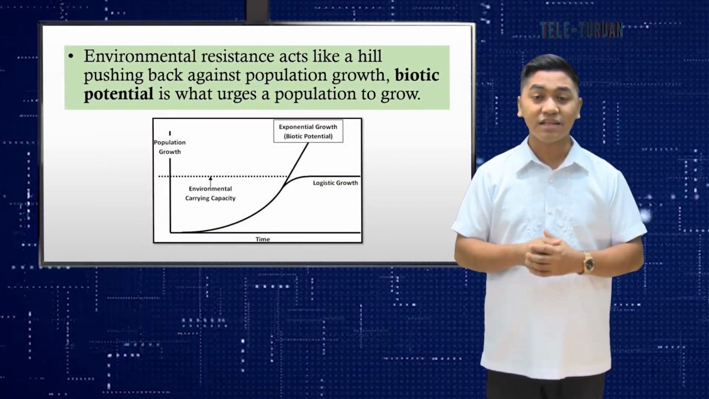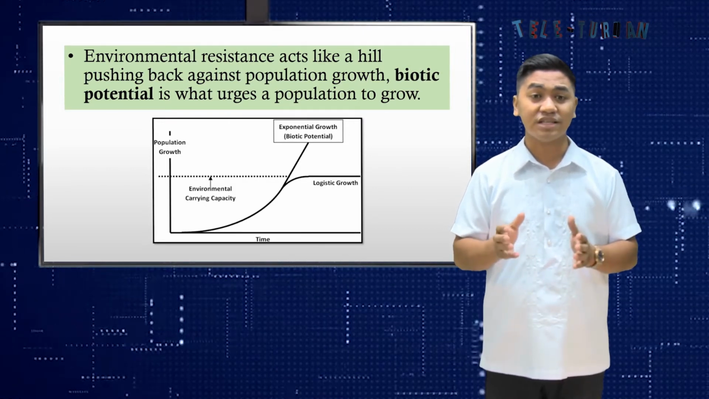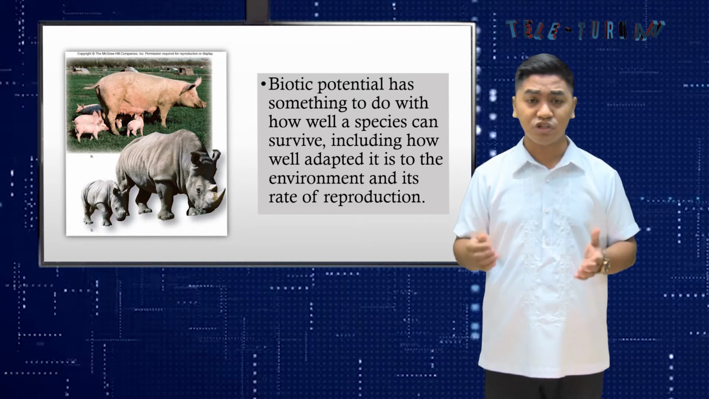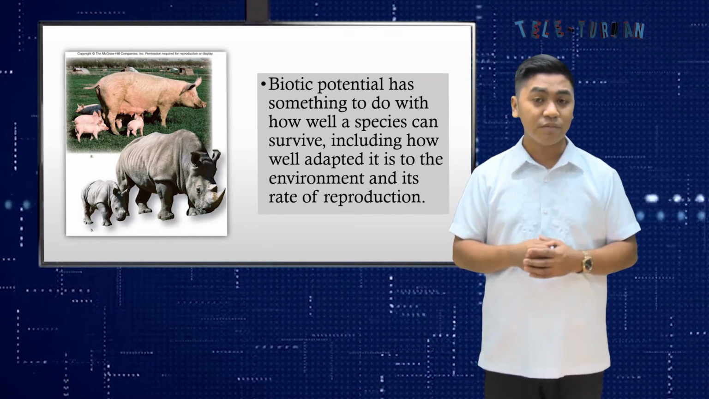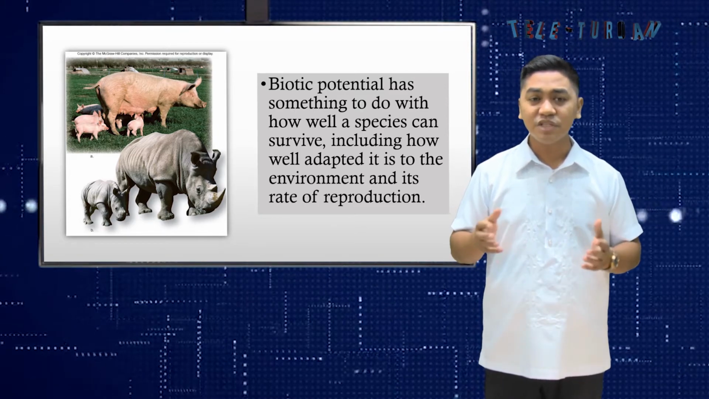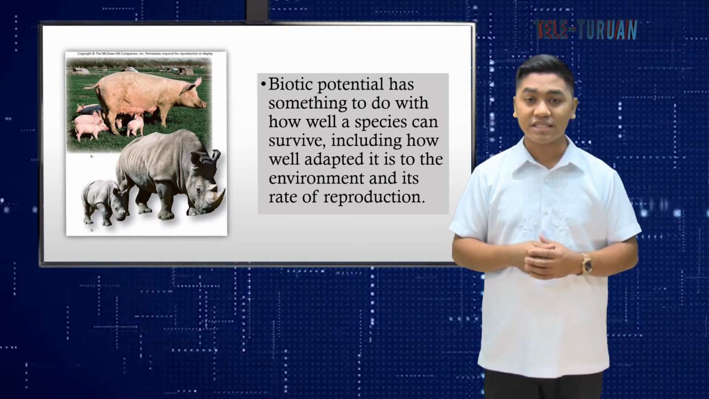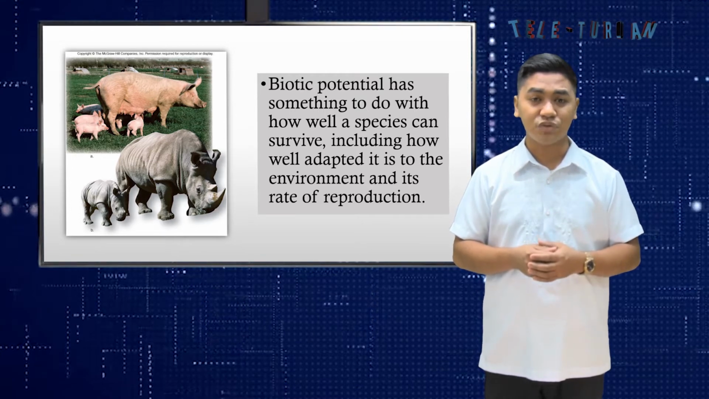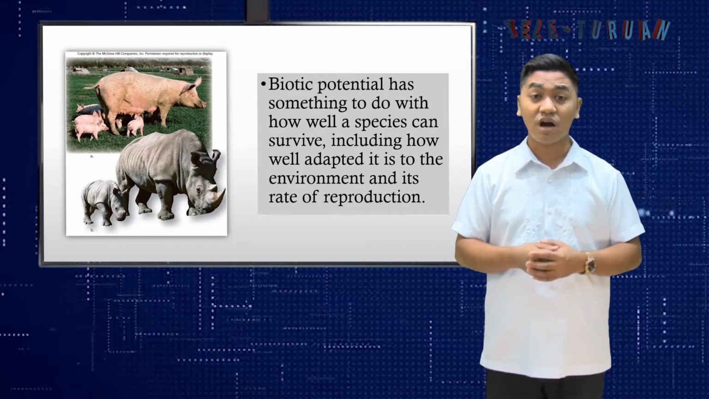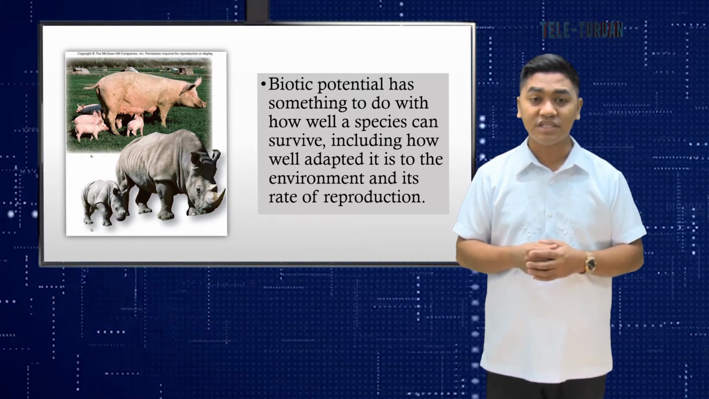Environmental resistance acts like a hill pushing back against population growth. Biotic potential is what urges a population to grow. Biotic potential has something to do with how well a species can survive, including how well adaptable it is to the environment and its rate of reproduction. Some species produce a lot of young very often, while others produce fewer babies less often, but invest a lot of energy raising and protecting them. So, while the biotic potential of a species causes the population to increase, environmental resistance keeps it from increasing relentlessly.